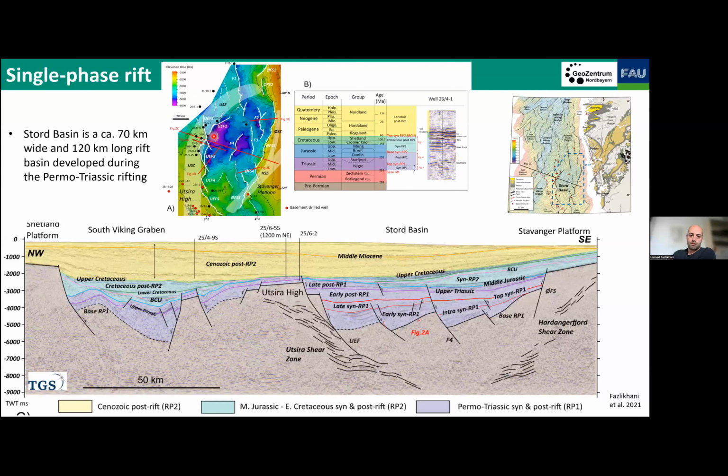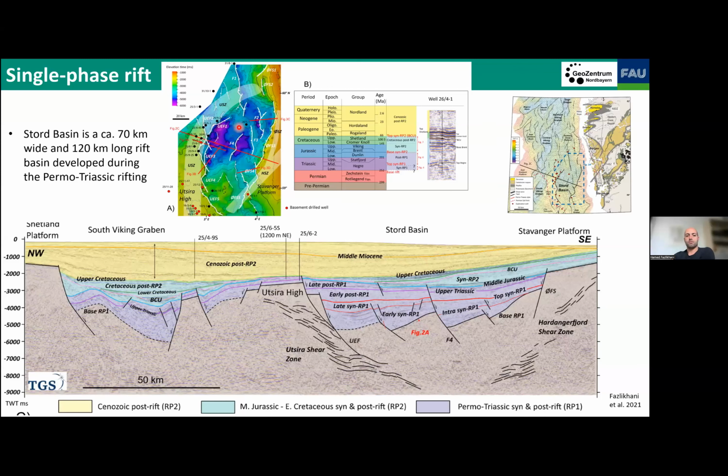If you look at the Stord basin itself, we have two major basin-bounding faults: the Øygarden fault to the east and the Utsira fault to the west, and then some major kilometer-scale normal faults in the basin center. We are now going to look at the Permo-Triassic development of the Stord basin.